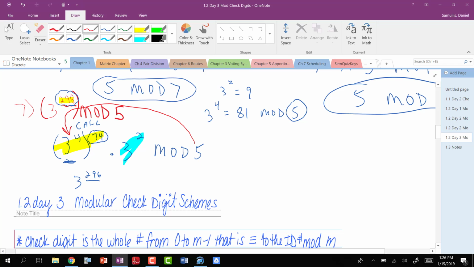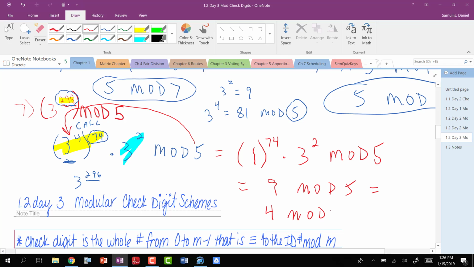What's 3 to the 4th mod 5? What did we just find out? It's equal to what? 1. And then all you have to do is take 1 to the 74th power, which is what? 1. It's not 74, whoever said that. All right? And then 3 squared mod 5 is left over. What's 9 mod 5? What's the final answer? 4. We'll put it as 4 mod 5 or just 4.